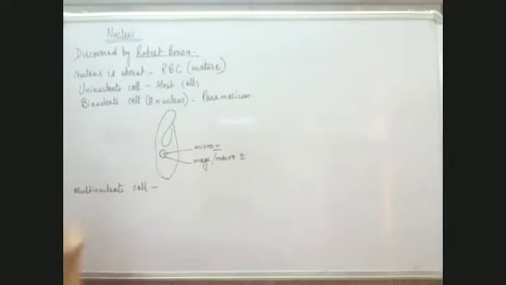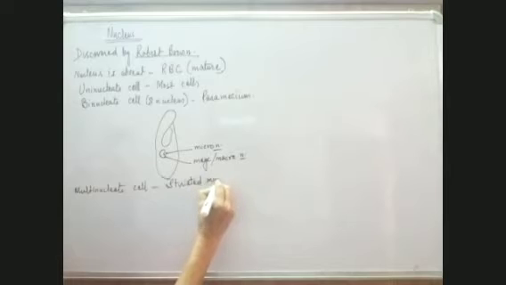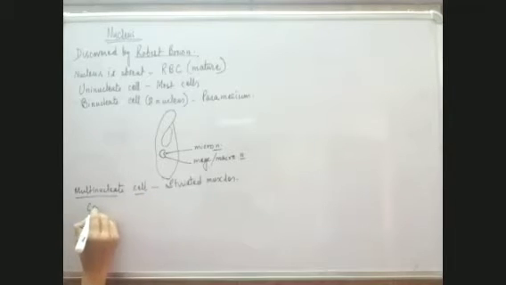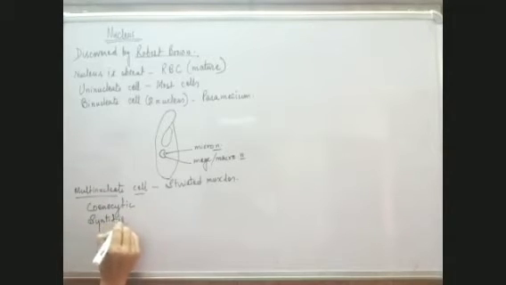When we talk of a multinucleate cell, the striated muscles are multinucleate. They have many nuclei. There are two terms we use related to multinucleate cells: we either say coenocytic or we say syncytial.